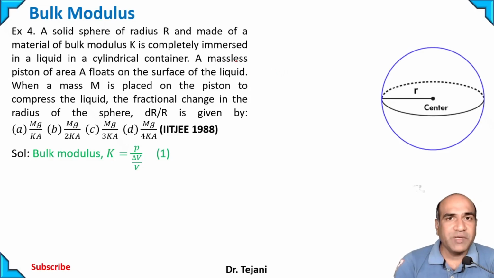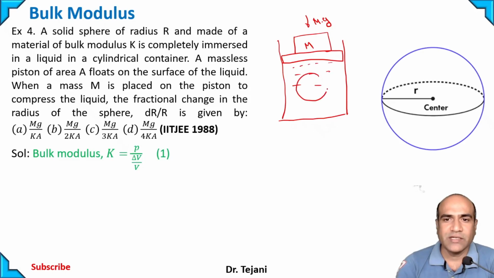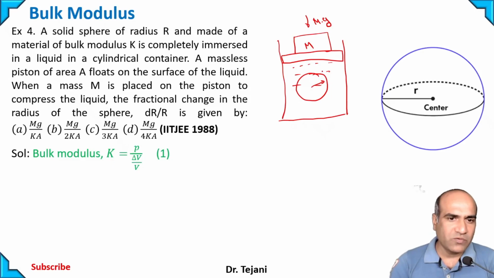A massless piston of area A floats on the surface of the liquid. When a mass m is placed on the piston to compress the liquid, the fractional change in the radius of the sphere, delta r by r, is given by what? Say for example, one cylinder is given here with a plunger, and mass is added on top. Because of that, a downward force will be created, and compression will be generated inside. The sphere is in this part, so there will be a reduction in volume.